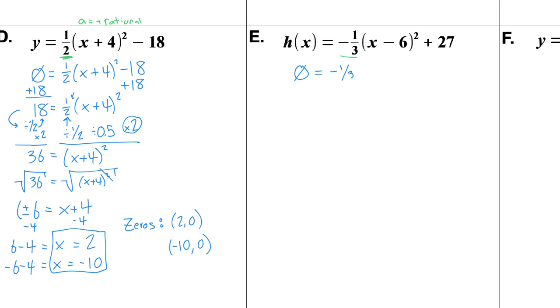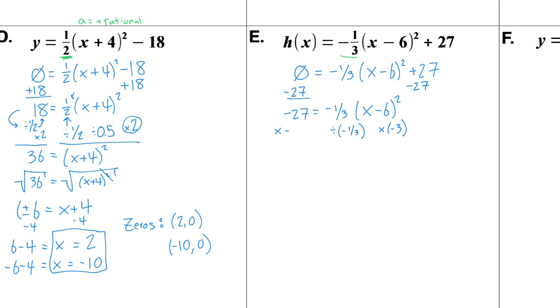So we're going to set this to 0, because we're finding those intercepts, and we're just going to undo all the steps. We're going to subtract 27. So we get negative 27 equals negative 1/3 times (x minus 6) squared. Here we have the option of dividing by negative 1/3, or we could multiply by negative 3. Both of those options would get our a value to be a 1 here. We'll basically get rid of, quote unquote, that negative 1/3.